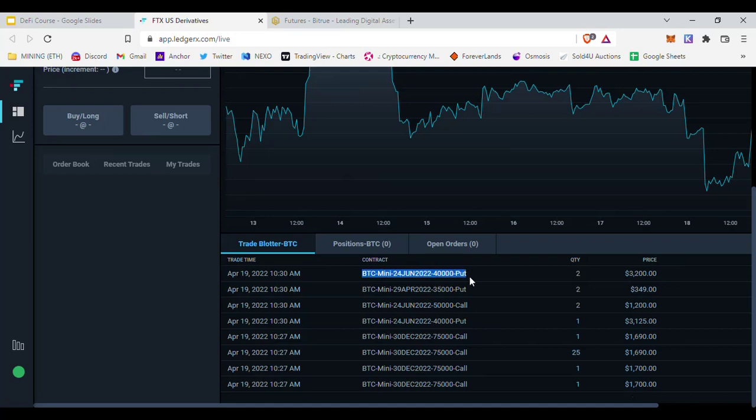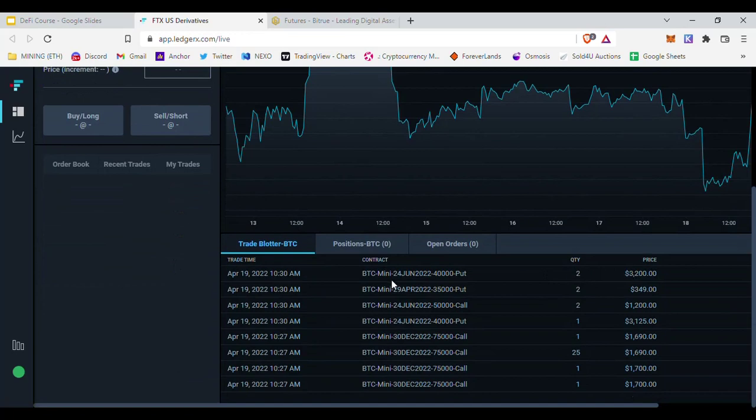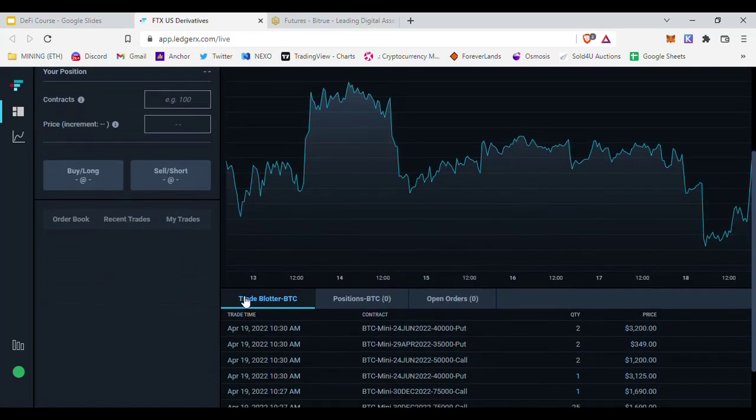So this put right here, this is betting that the market is going to go down, and he used a small amount of money, $3,200, to leverage 2 Bitcoin. Okay, so he's using a small amount of money, $3,200, to control 2 Bitcoin. And he has to sell at their determined date. But that's basically what it is, leveraging your money for more.